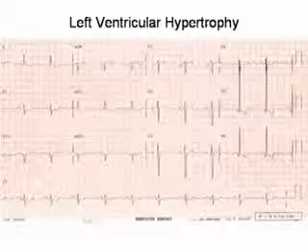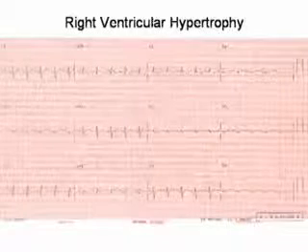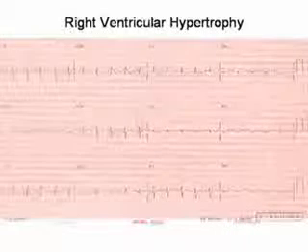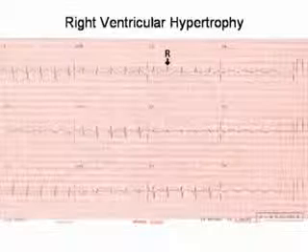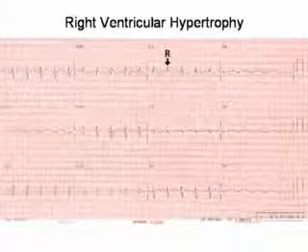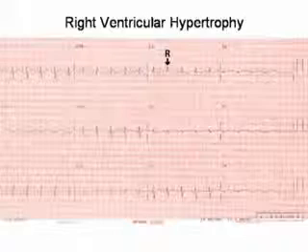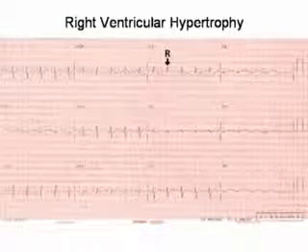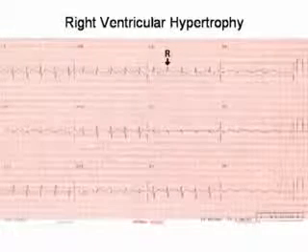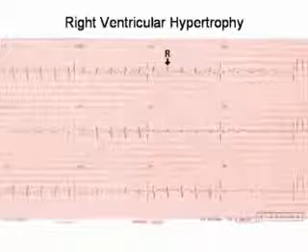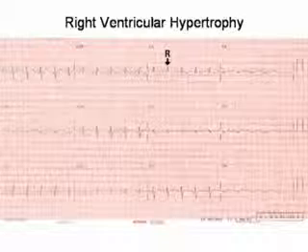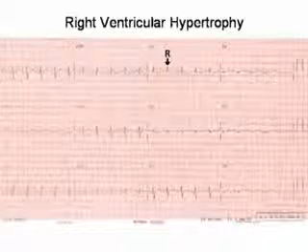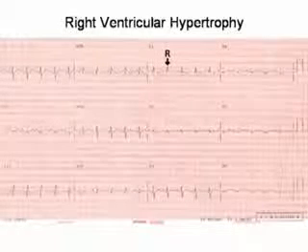And again, if we look at the next one, which is right ventricular hypertrophy, here, if you look at V1, you'll see that the R wave is taller than the S wave, and that should really never happen in a normal tracing. And as you go from V1 to V6, your R wave actually gets smaller, which is the exact opposite of what it should be in the normal adults. So this certainly looks like it could be right ventricular hypertrophy.